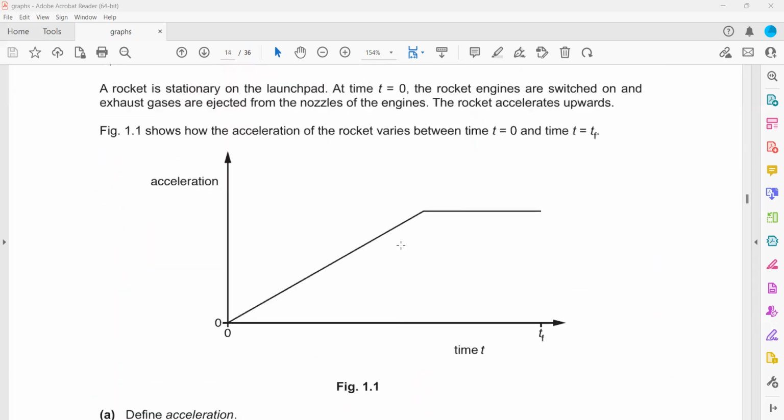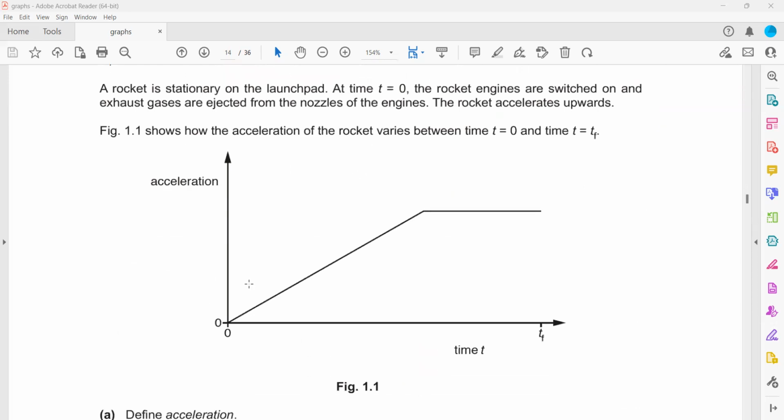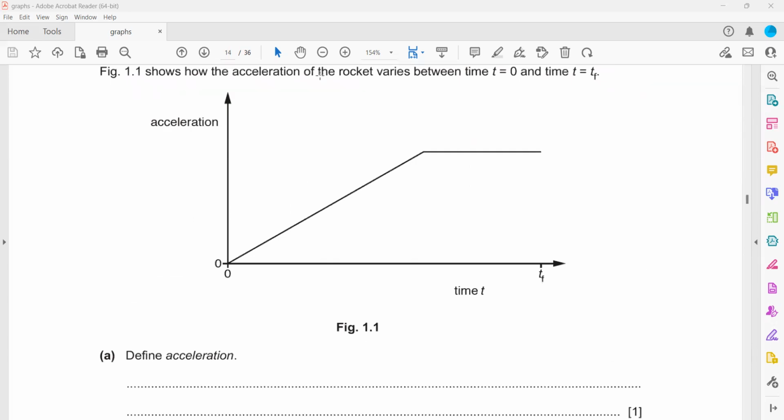Then question 14: a rocket is stationary on the launch pad at time t equals 0. This is the acceleration time graph, not a speed time graph. First, you can see the value of acceleration is increasing, and then the acceleration is constant.